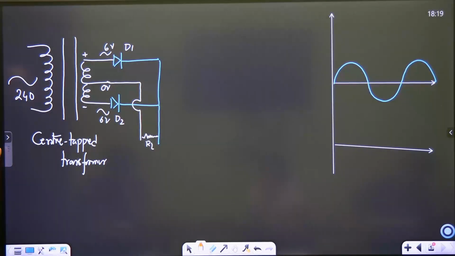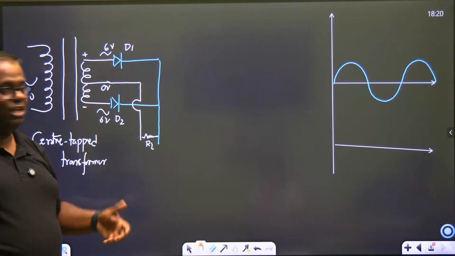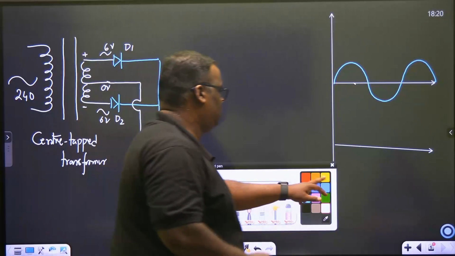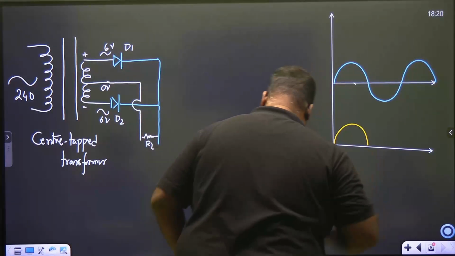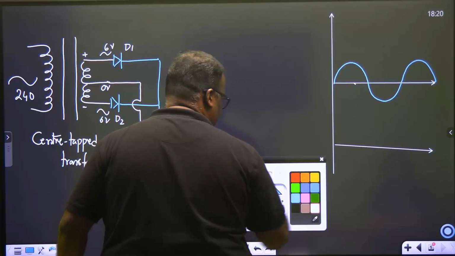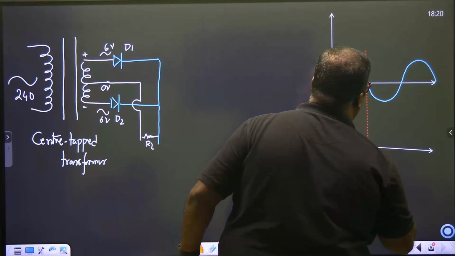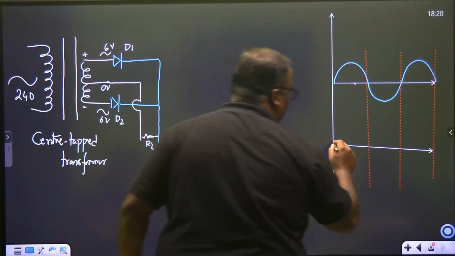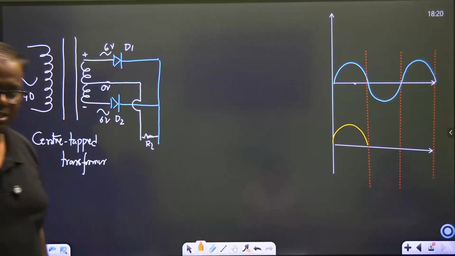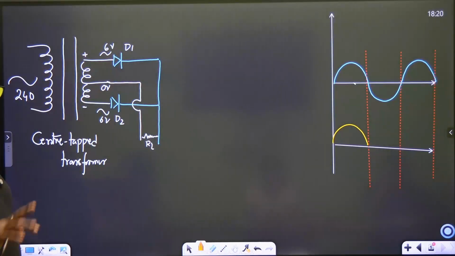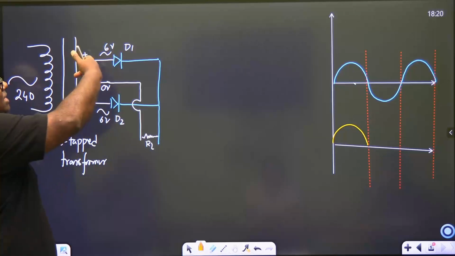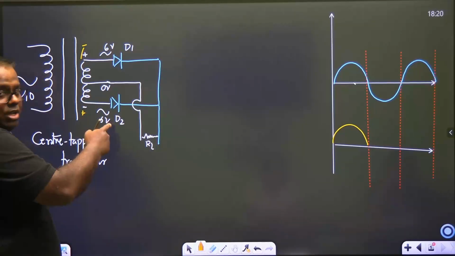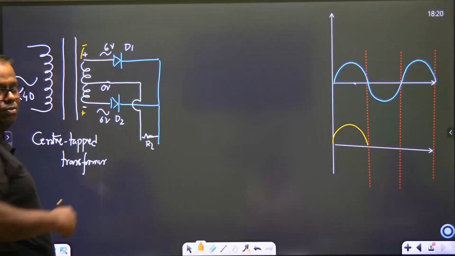You agree? If this is positive, don't you think diode D1 is forward biased for the positive cycle? So D1 should give me an output. D1 gives me an output, right? Now, second cycle. In the second cycle, we have reversed. Now this becomes negative, this becomes positive. D2 has become forward biased, D1 is reverse biased.